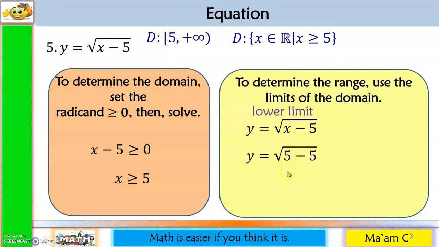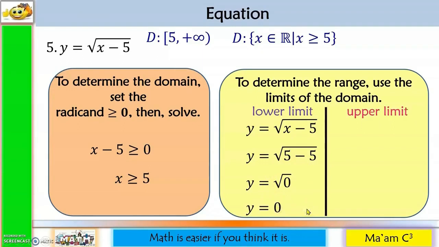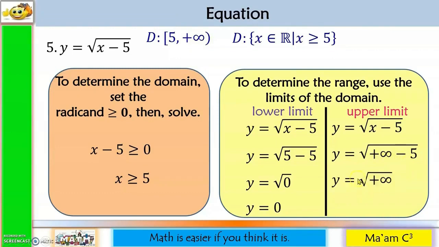So y is equal to the square root of 5 minus 5. Y is equal to 5 minus 5 is 0, square root of 0. And square root of 0 is 0. Now for our upper limit, let's copy the function again. And this time, let's substitute positive infinity. So y is equal to the square root of positive infinity minus 5. A very big number minus 5 is still a very big number. And a square root of a very big number is still a very big number.